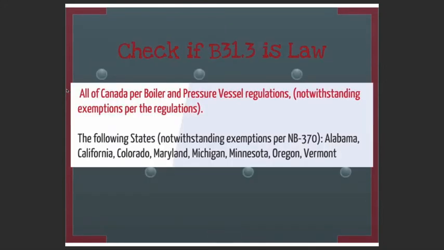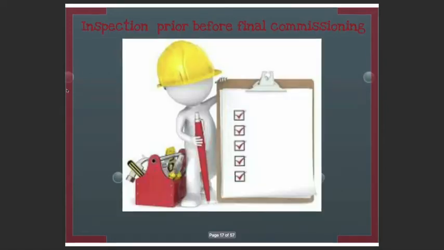Now, if the piping system, the process piping, B31.3, is law in a certain state, and there are only a handful of states in which process piping is law, then sometimes a government inspector has to come by for the final commissioning and go through a checklist with the owner's inspector and make sure that everything is good.